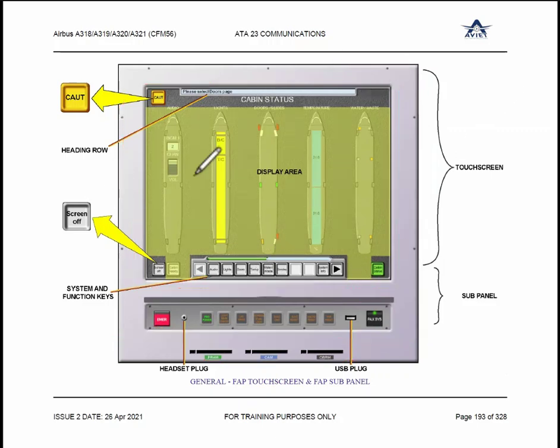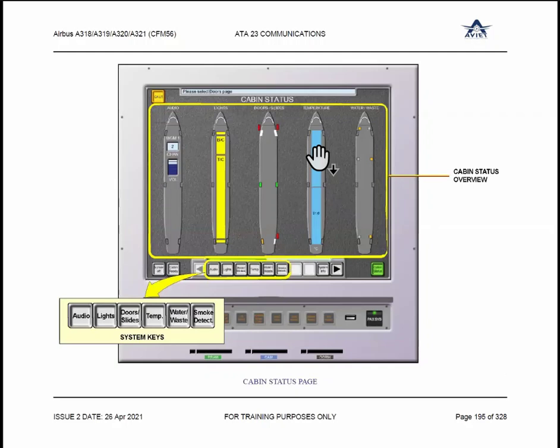Now in this touch screen area, wherever you touch, it will be activated with the touch functions, and these are hard keys. On that, you have headset phone, USB, and so many other functions. Pages, probably you have seen all these pages in the different chapters. If you have not seen, then just let me know. Audio page, light page, door slide page, temperature page, water waste page, smoke detection page are there. The respective ATA chapters must have covered these pages. Quickly, I'll go through them.